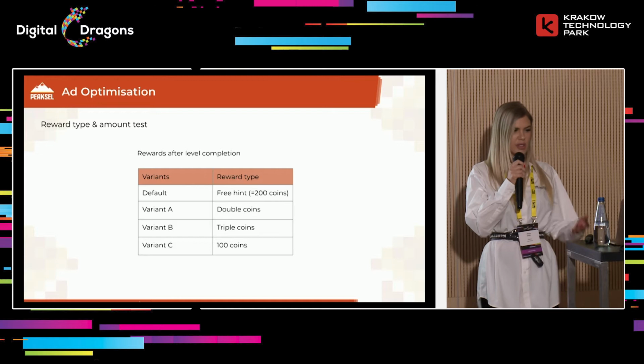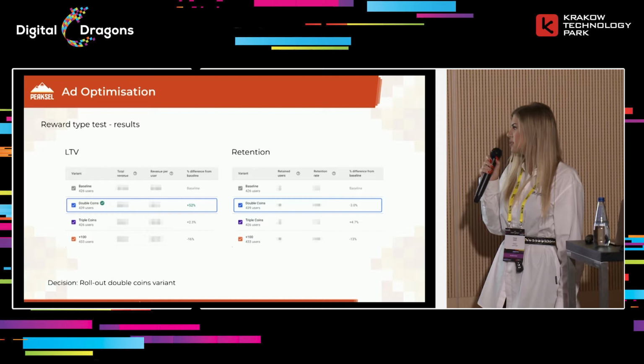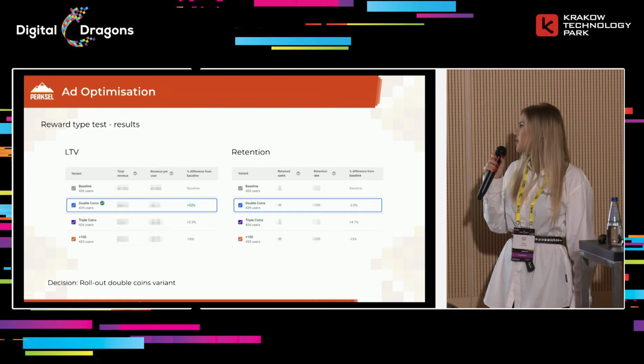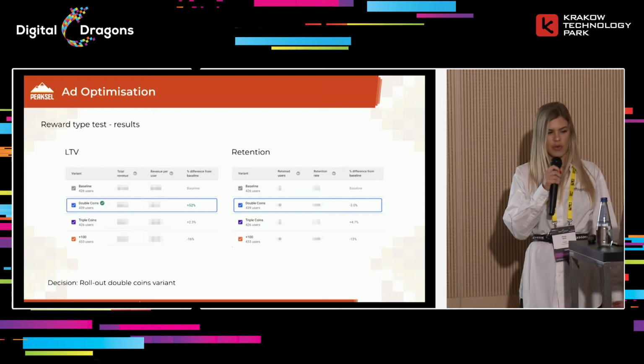And here we found out that there is a 52% difference for double coins for LTV. So it's much better, and for retention, an insignificant drop. So we rolled out the double coins version.